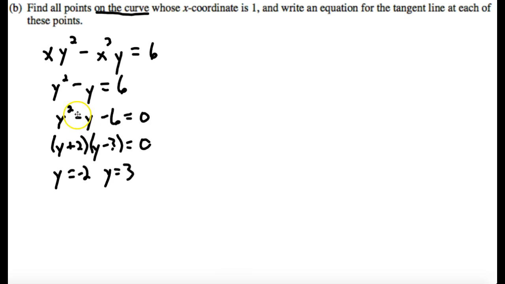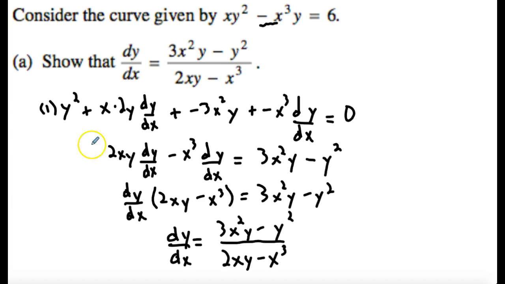So what we just found, okay, find all points, so there are two coordinate points. The two coordinate points whose x-coordinate is 1 are (1, negative 2) and (1, 3). Now it says write an equation for the tangent line at each of these points. To write the equation for a tangent line, I need two things, right? I need a coordinate point, and I also need the slope. Well, I have my two coordinate points. Now I just need to find the slope. So I'm going to take these two coordinate points and plug them into my slope formula here.